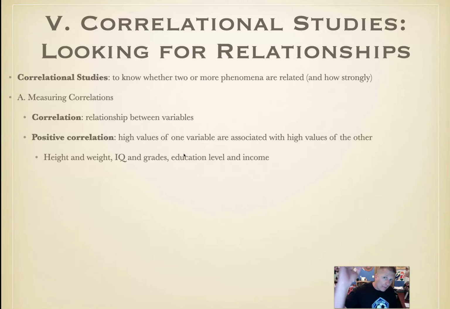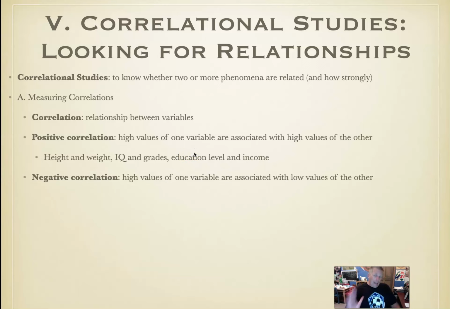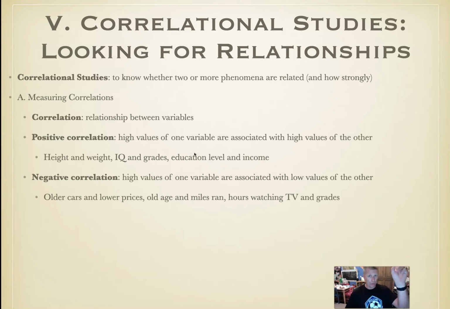As education level goes up, so does income. These are all positive correlations in American society. A negative correlation is when one variable goes up, the other one goes down. So for instance, as cars get older, the price goes down. Now, the weird thing about cars, if you get older and older and older, then the price starts coming back up because it's classic. As you get older, you can't run as many miles.